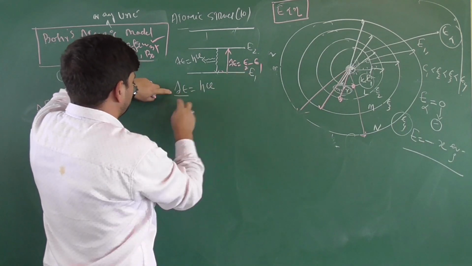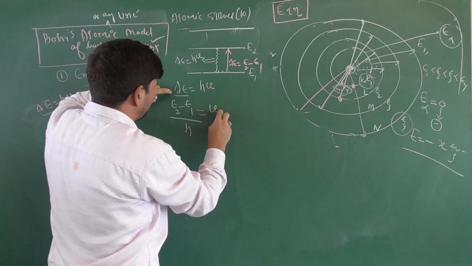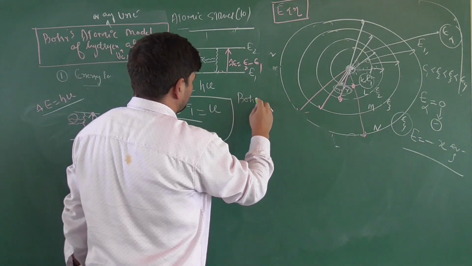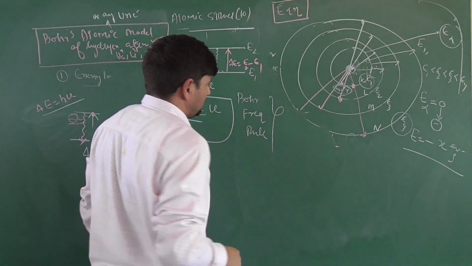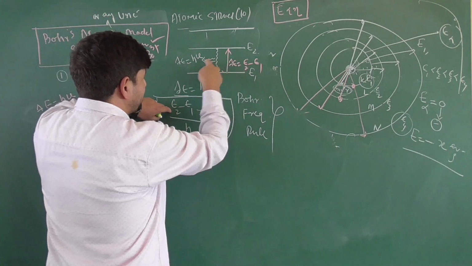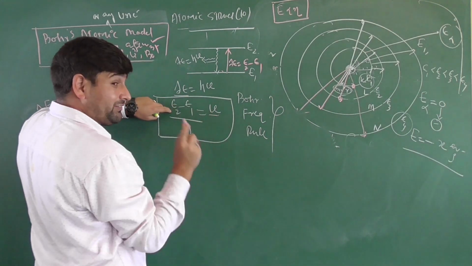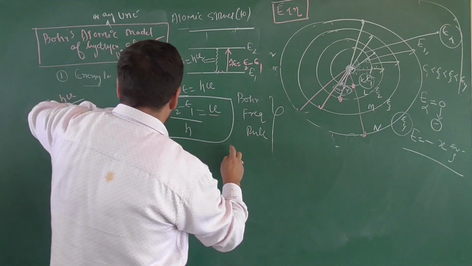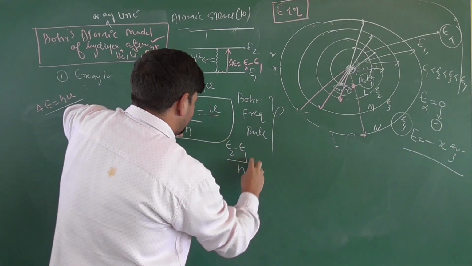What is delta E equal to? E2 minus E1 by h equals what? Nu. So this is called the Bohr frequency rule. What is this called? Bohr frequency rule. So according to that, you can find out the frequency of the emitted radiation by delta E by h. What if you want to find out the wavelength associated with that emission also? You can do that. How? The equation is very simple here. We have E2 minus E1 divided by h equals nu.